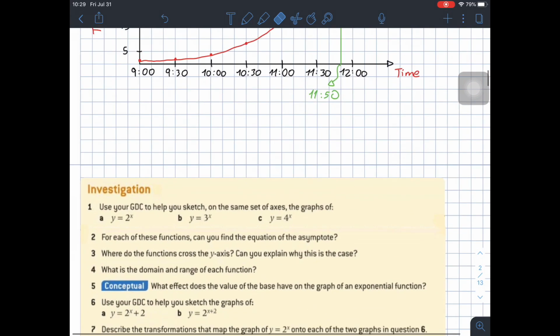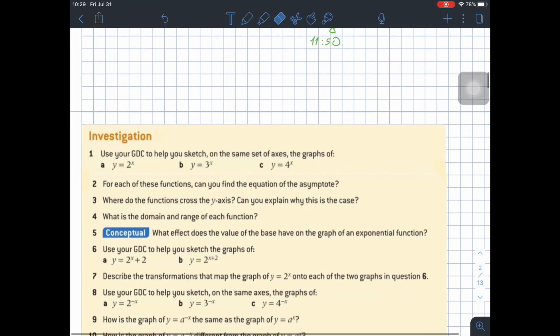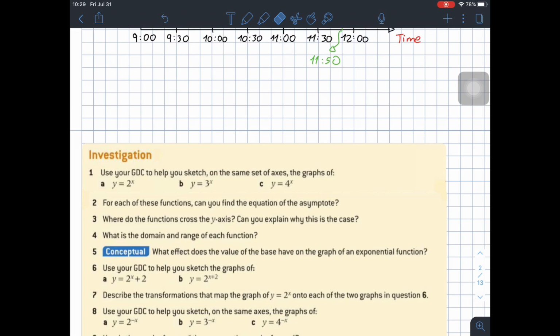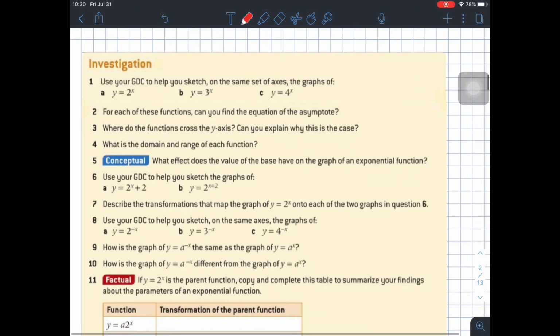Okay, then we're gonna see this investigation. It's where we're gonna be analyzing how the exponential function changes when we apply different transformations, and we're gonna analyze the characteristics of exponential functions. It says, use your GDC to help you sketch on the same set of axes the graph of y equals 2 to the power of x, 3 to the power of x, and 4 to the power of x, okay?